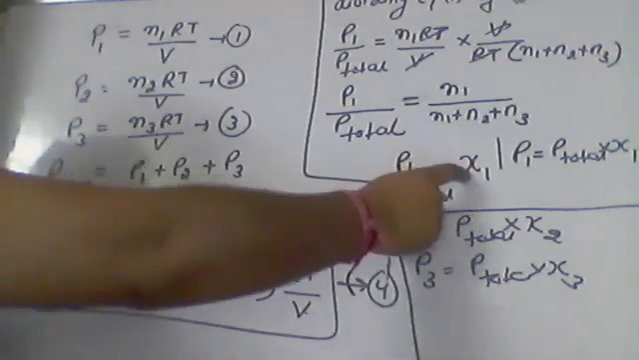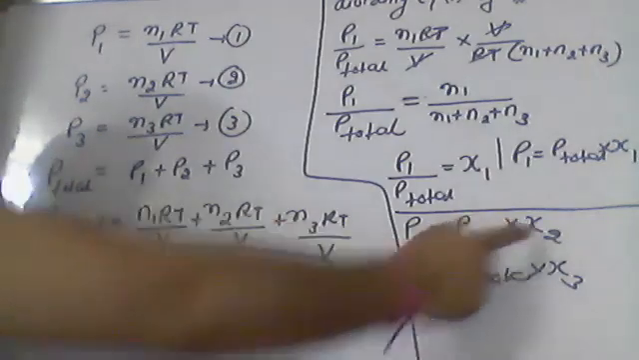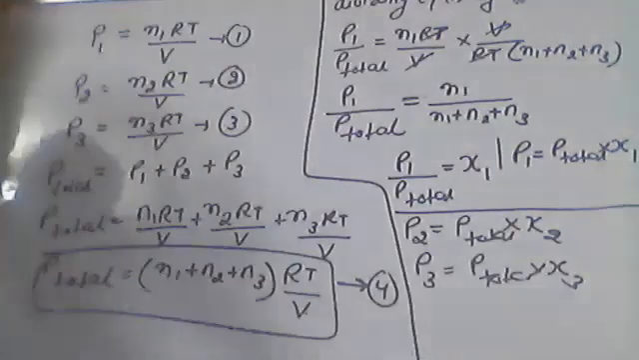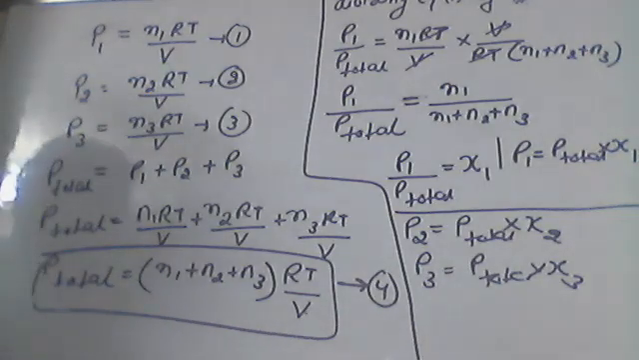We divided the partial by total and we reached the relation P1 by P total is equal to x1. x1 is the mole fraction of the component. So P2 is equal to P total into x2. P3 is equal to P total into x3. So simply I can say the partial pressure will be equal to the total pressure multiplied by the mole fraction. This is Dalton's law. Numericals, you have to solve it.